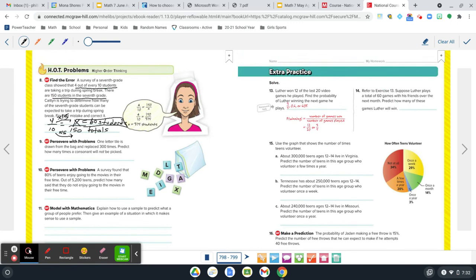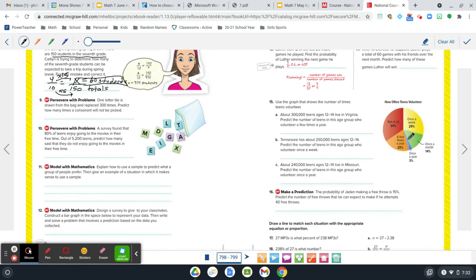And so the extra practice on 799, number 15, you have a circle graph off to the right that talks about how often teens volunteer, and it's sectioned off into percentages here. Once a week, once a month, once a year, a few times a year, not at all. And so you're going to use this to predict out for A, B, and C these problems. So I'm going to give you some time to work on those three. Try A, B, and C for me. See if you can correctly predict. Make sure you're reading the question very carefully and the circle graph very carefully. Pause the video, try those, and I'll meet you back with the answers.